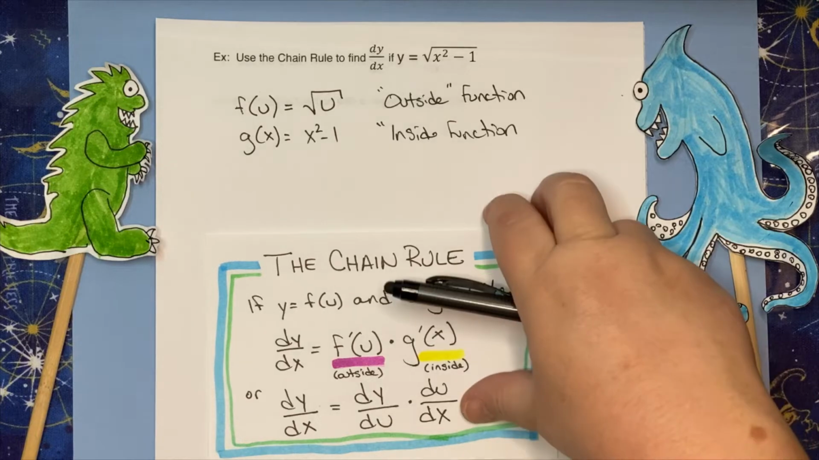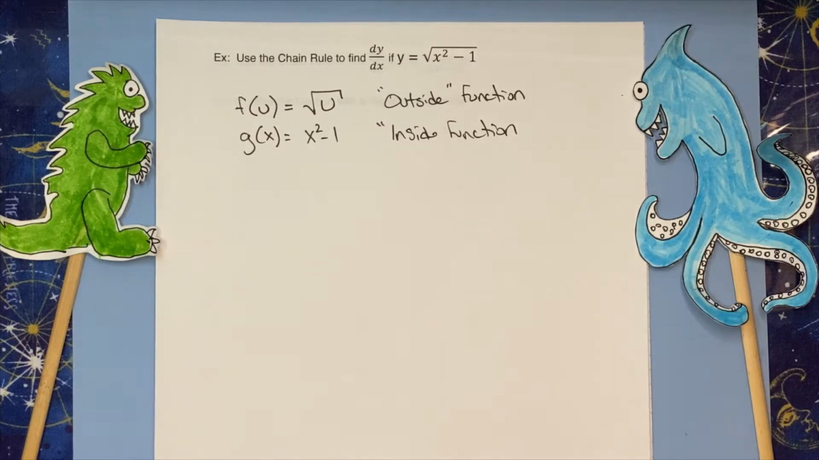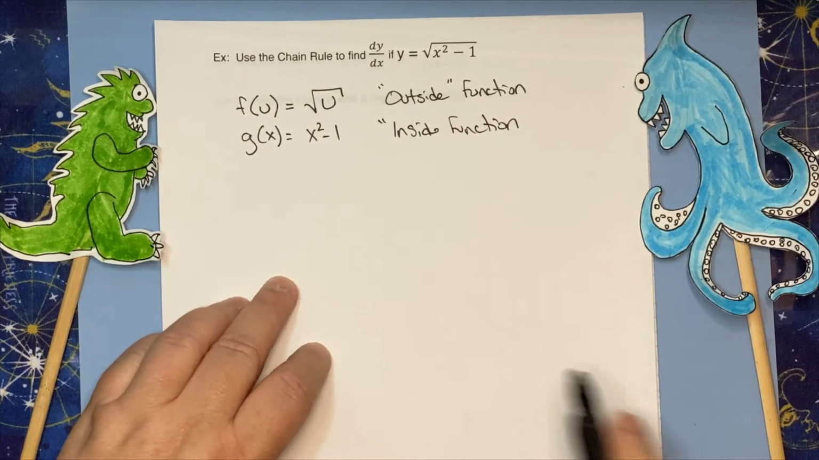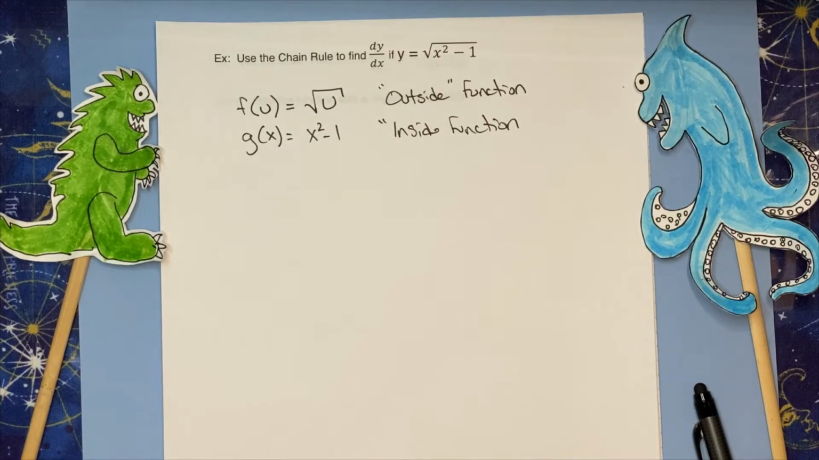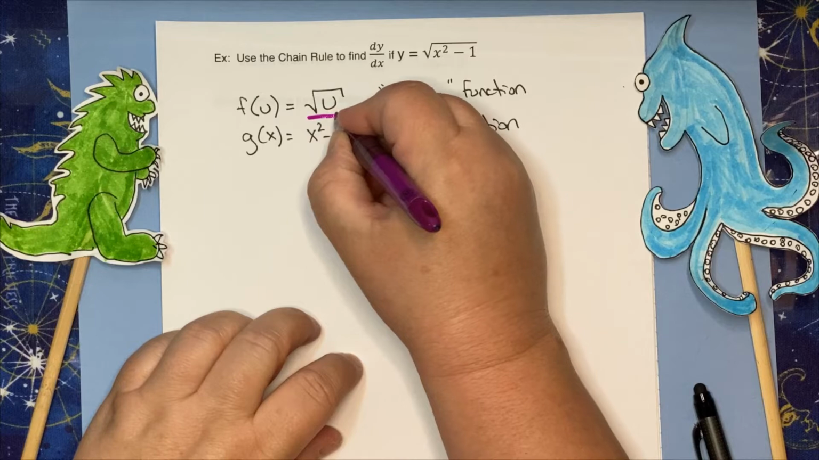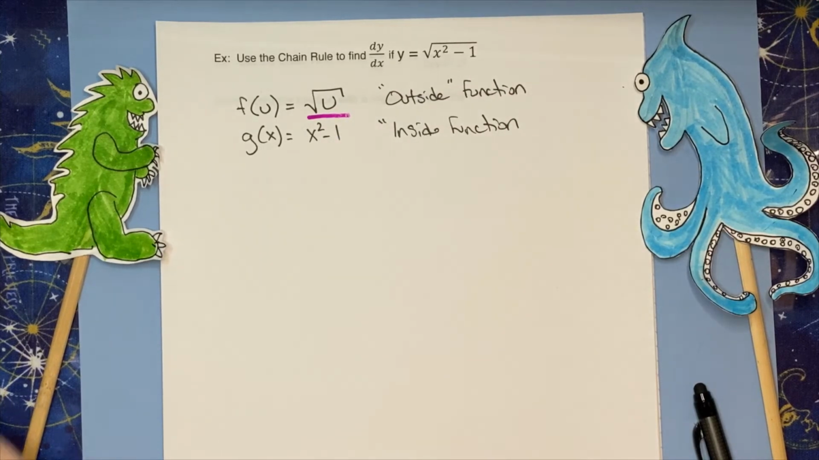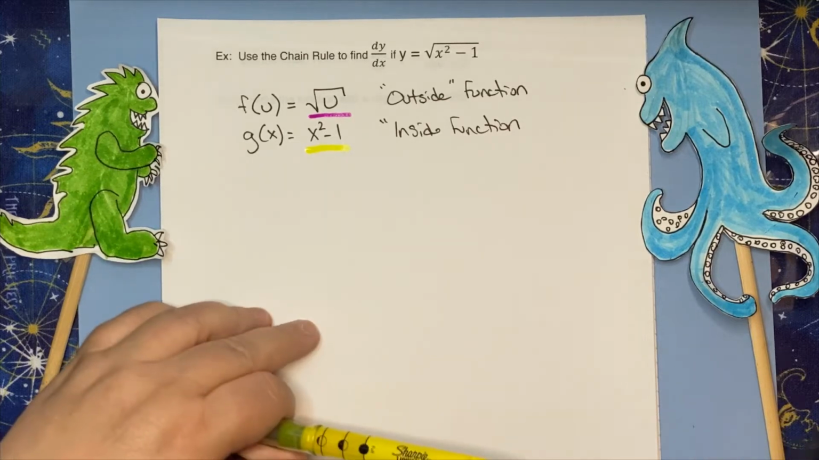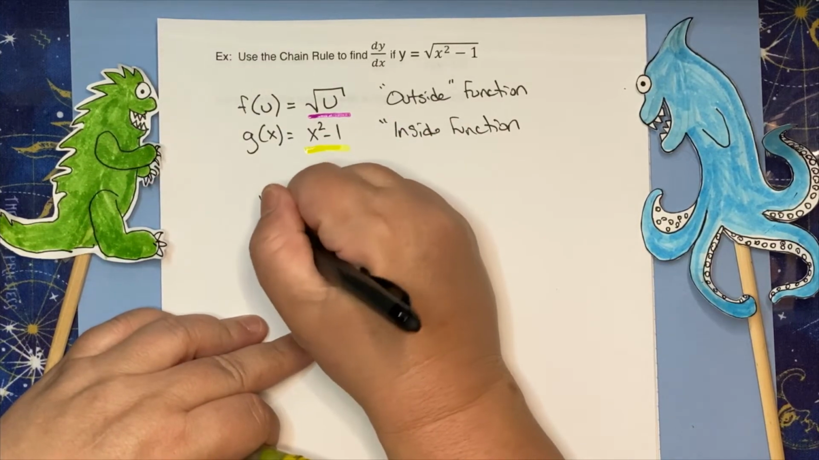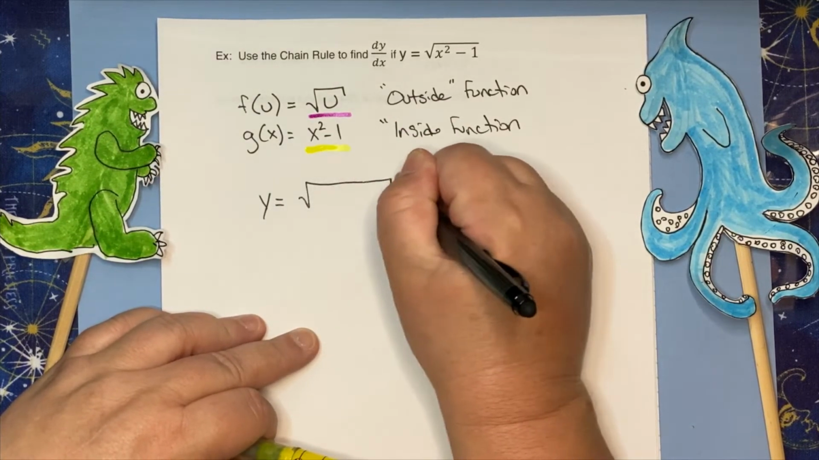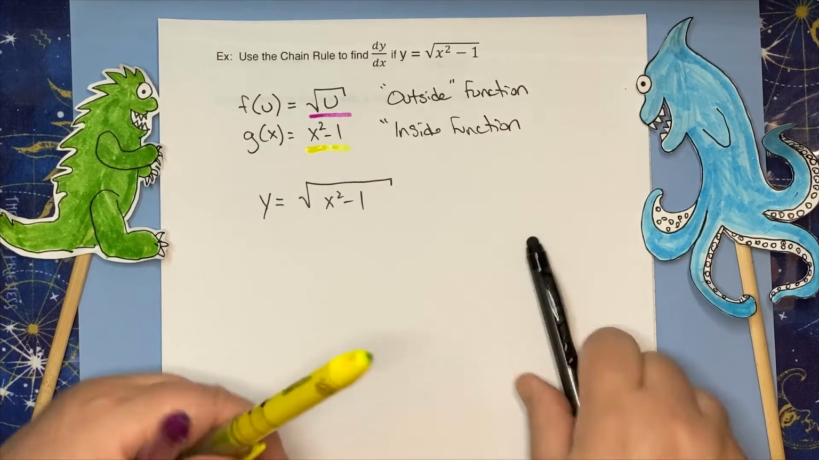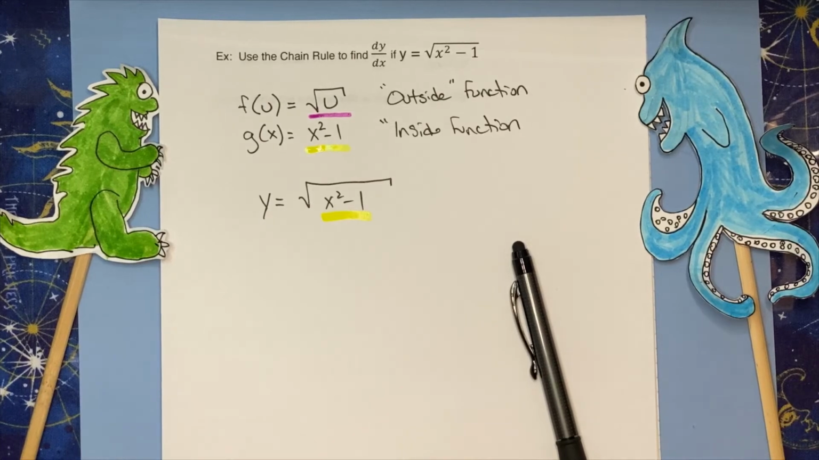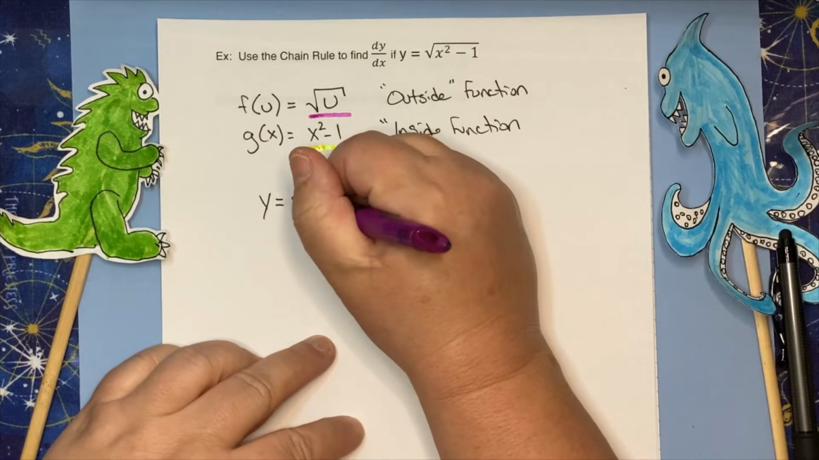So let's take a look at how we're going to approach this. Purple is my outside function, and yellow is my inside function. So in other words, I've got y equals radical x squared minus 1, and the x squared minus 1 is the inside part, and the radical is the outside part.